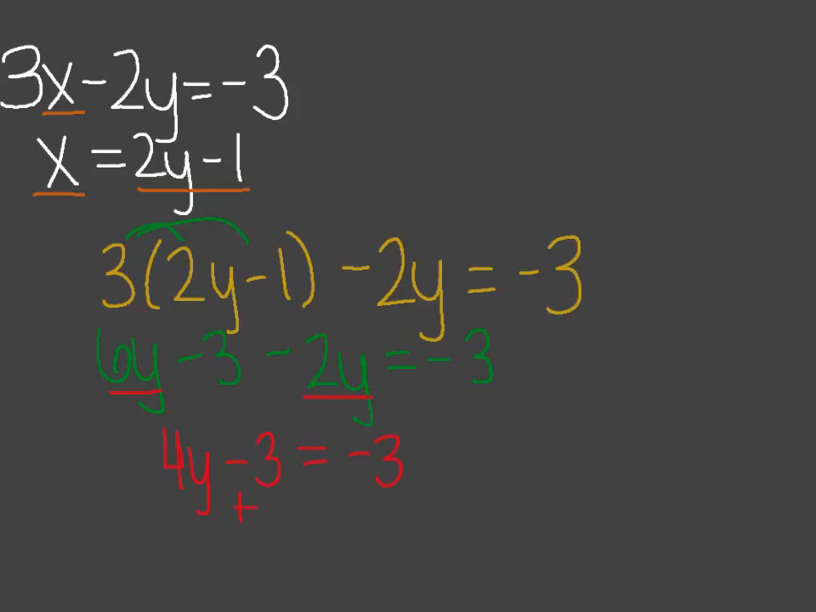Now I need to add 3 to both sides. My 3's cancel. I'm left with 4y equals 0. I now need to divide by 4 to get y by itself. And I get y equal to 0.